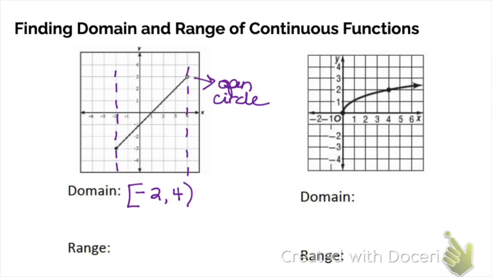And then same thing for the range. Bottom of the graph is going to be down here at -3. Highest point on that graph is at 3, but it's still on that open circle, which means that we would use parentheses for the 3, and because the point at the -3 is darkened, then we'll use a bracket.